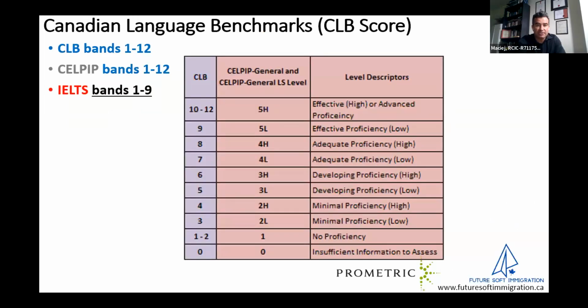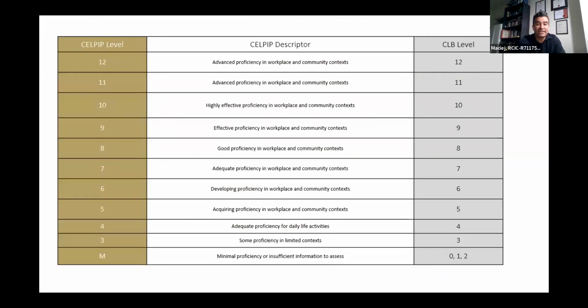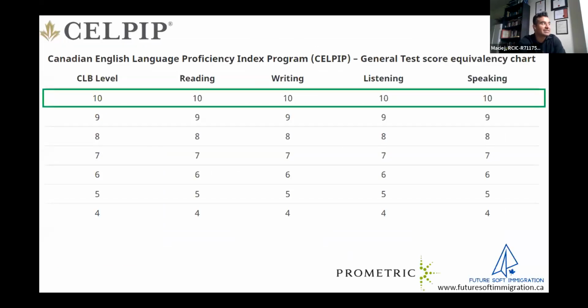But one of the first major differences between these two exams, and again, it's just to understand what the CLB scores are, right? So we know that CELPIP is divided into bands 1 to 12, and IELTS is divided into 1 to 9. One of the important things is that CELPIP 12 is CLB 12 because it's a Canadian exam. So the scale for CELPIP scales exactly with the CLB score. In essence, if you're getting a CELPIP 10, you're getting a CLB 10, right? Do you get a lot of confusion about the CLB score among the clients?